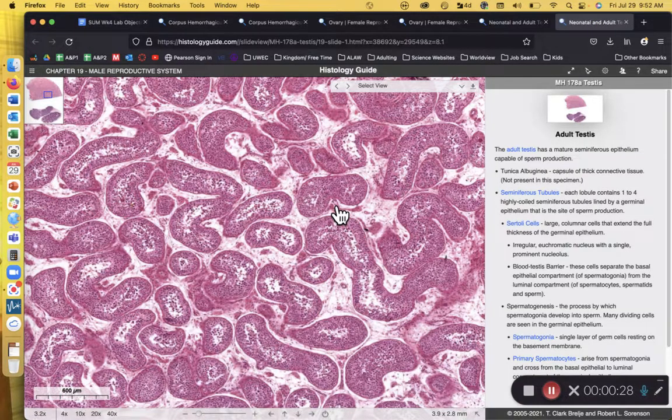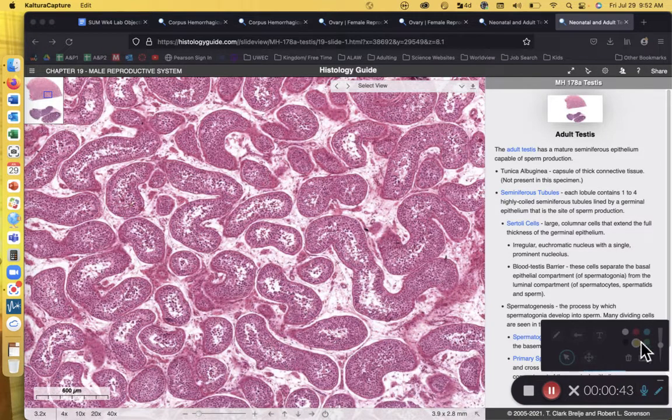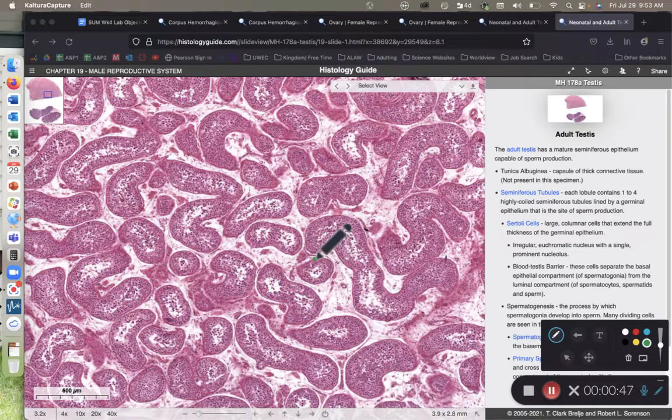Here I have just some histology of the testes. I want you to be able to recognize what the testes look like for histology. If I just look here, we can see these tubes or circular structures. Some of these structures, I'll go ahead and annotate here. Let's go with green. Here we have a transverse slice, so it looks kind of circular. And then here we have a longitudinal slice, so it's an elongated slice.